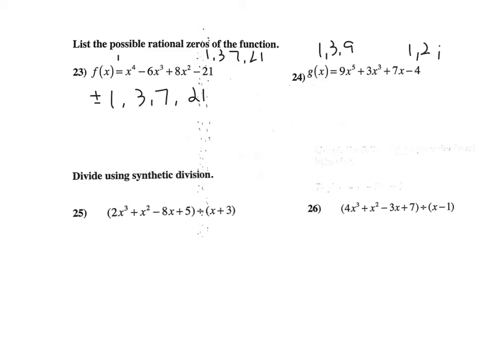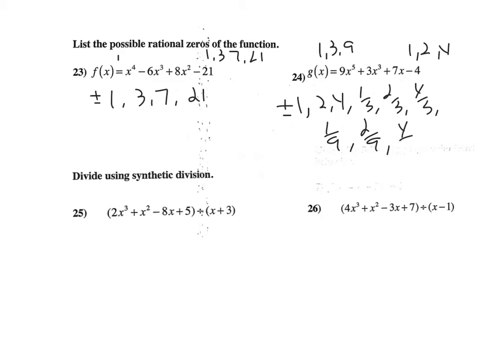The factors of 4 are 1, 2, and 4. So I'm going to put, don't forget your plus or minus, all the factors of 1, 2, and 4 over 1. So I'm going 1 over 1, 2 over 1, 4 over 1, 1 over 3, 2 over 3, 4 over 3, and then 1 over 9, 2 over 9, 4 over 9.